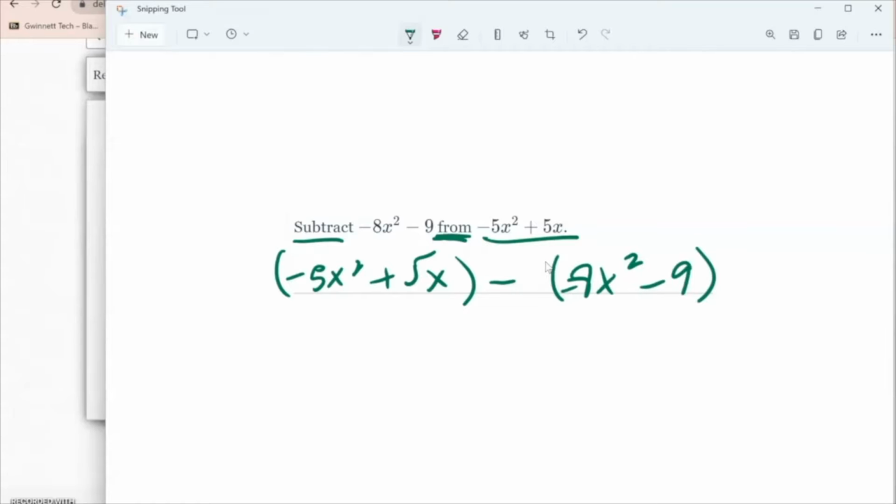All right, so we're going to go ahead and ask, is there anybody outside the house? No, so there's nothing that needs to come in. So I'm just going to write this out again. So negative 5x squared plus 5x. Now, there is someone outside this house, so I'm going to go ahead and distribute it in.